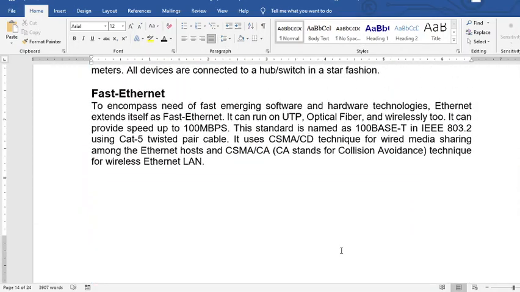This is now the common fast Ethernet, which uses Cat5 twisted pair cable and CSMA/CD techniques, and techniques for the wireless Ethernet LAN. But this technology is actually quite old. Still, there are a lot of companies still using fast Ethernet. If you look at computer shops, they are using Cat5 or Cat5e, so they are using fast Ethernet.